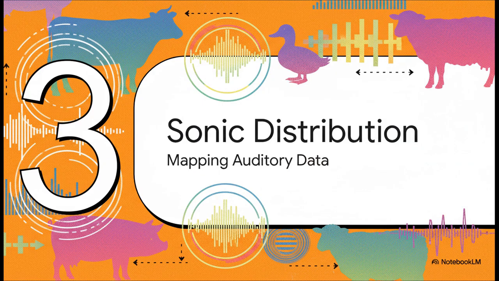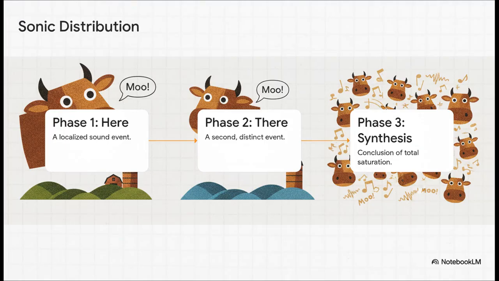And now we get to what is, without a doubt, the most data-intensive part of the whole verse. See, it's not enough to just say the asset exists. The text goes on to give us a really detailed report on its primary output, its auditory signature. The text lays out this really clear 3-phase model for sonic distribution. First up, you've got a localized sound event, a moo-moo here. That's immediately followed by a second, geographically separate event, a moo-moo there.